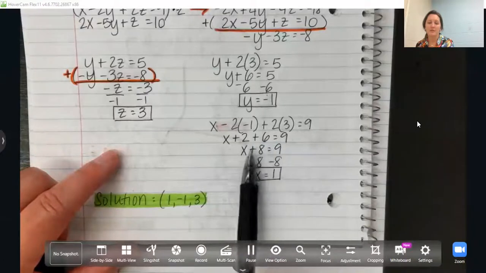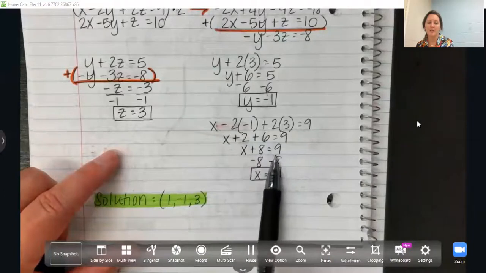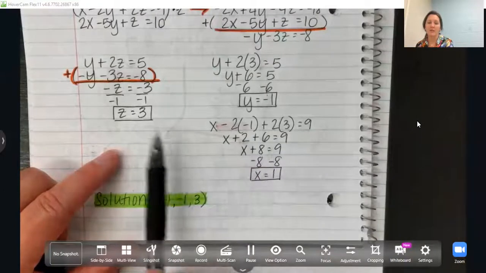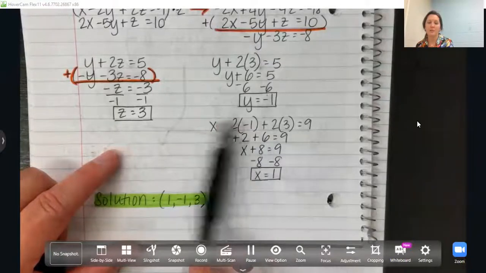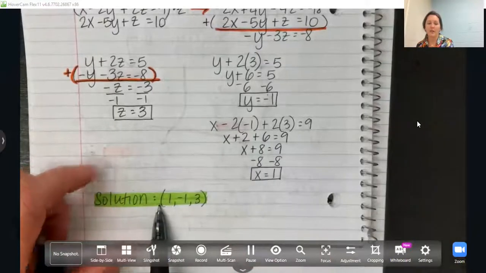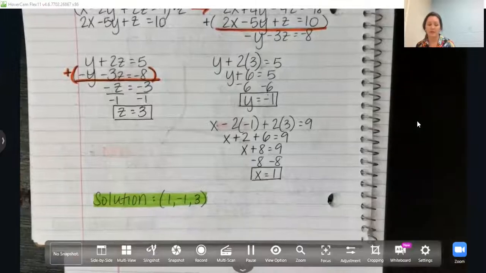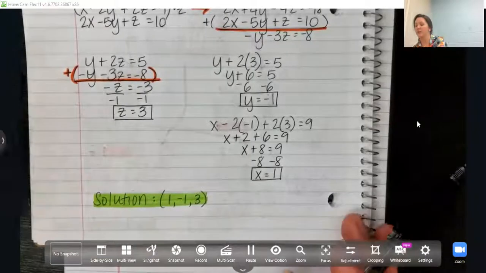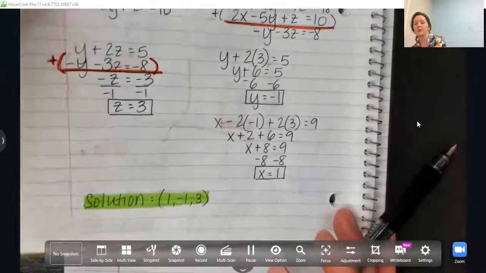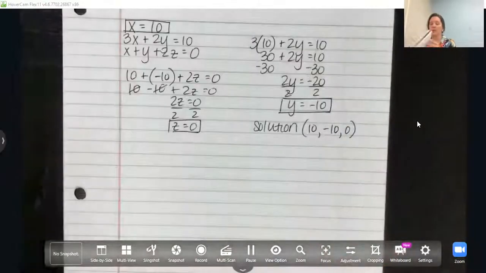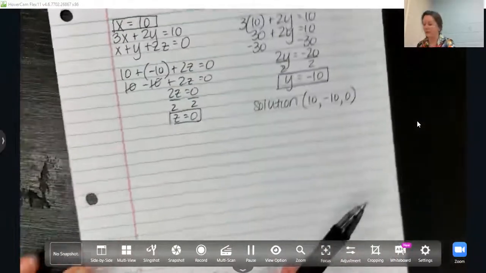Multiply those out. Combine your like terms, 2 and 6 to get 8. So x plus 8 equals 9. Subtract your 8 on both sides, and we have x equals 1. Now we have all three of our solutions, 1, negative 1, and 3. And so that is our solution set. That's where those planes intersect.